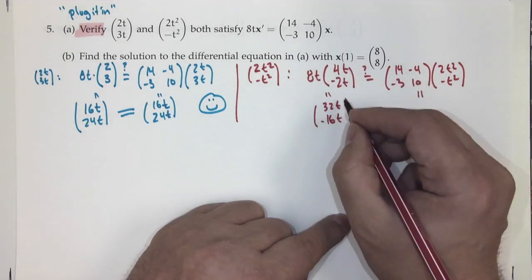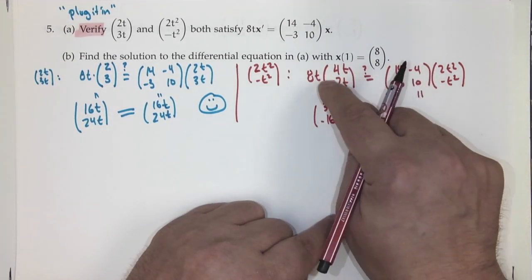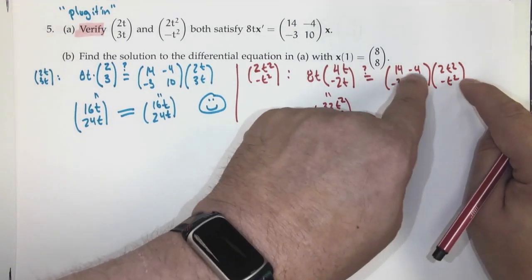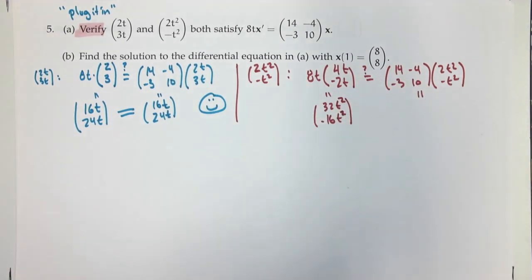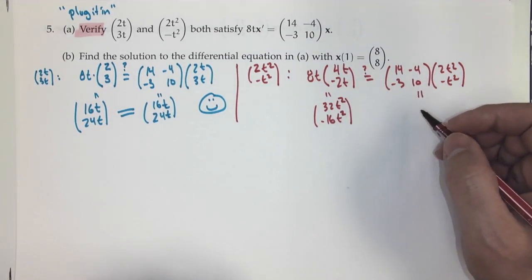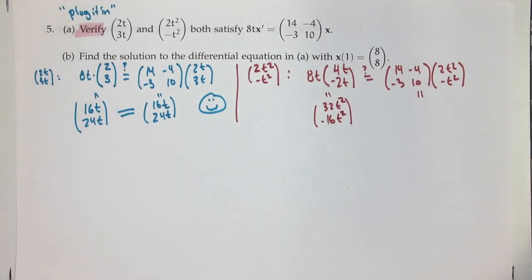I forgot that when I multiplied the t in, it's going to become t squared, right? T times t. See, I could spot my error because I was like, wait a second, I have t squared, but that was t. Oops, I made a mistake. See, the nice thing about verify is you know it works. So if it didn't work with the verify, you know you made a mistake.